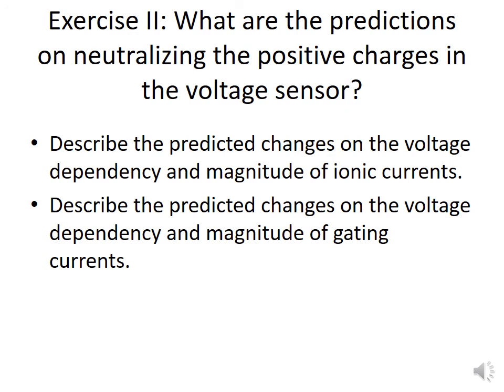So what are the predictions on neutralizing the positive charge in the voltage sensor? Let's say you have access to a Shaker potassium channel or a voltage gated sodium channel clone, and now you have the ability to change one by one some of this positive charge in the voltage sensor, and then express these mutant channels, for example, in a cell line, and then measure some of these gating currents and ionic currents. So describe the predicted changes on the voltage dependence and magnitude of ionic currents. Also describe the predicted change on the voltage dependence and magnitude of the gating currents.